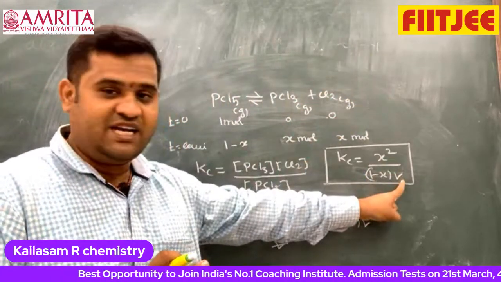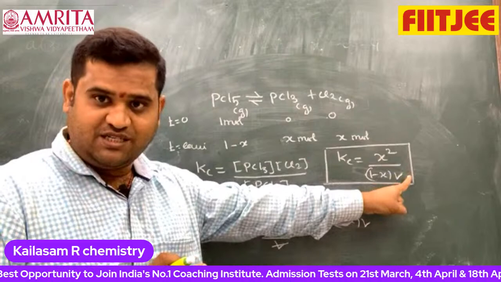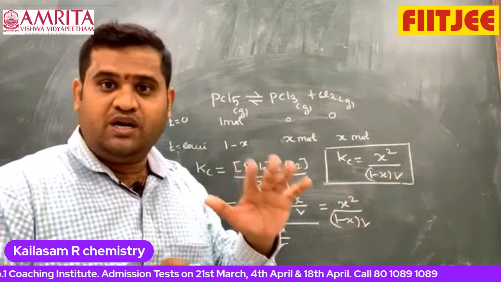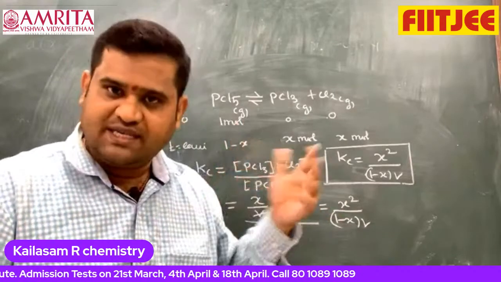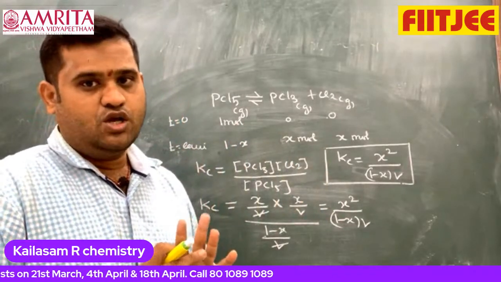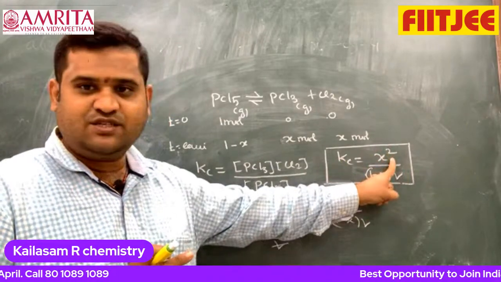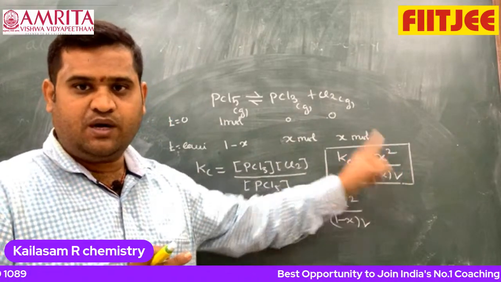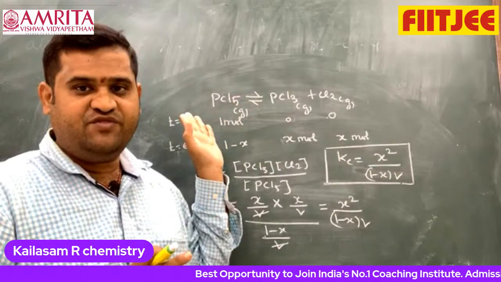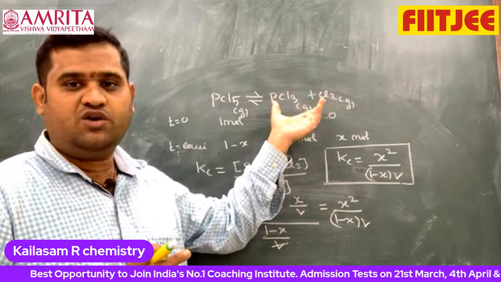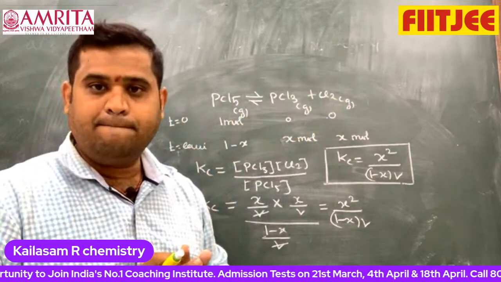When the volume of the container increases, Kc remains constant. Why? Kc depends only on temperature. We'll discuss that. So, repeating again, when volume increases, Kc remains constant and x increases. When x increases, the degree of dissociation of PCl5 increases. When the degree of dissociation of PCl5 increases, more PCl3 and Cl2 is going to form.